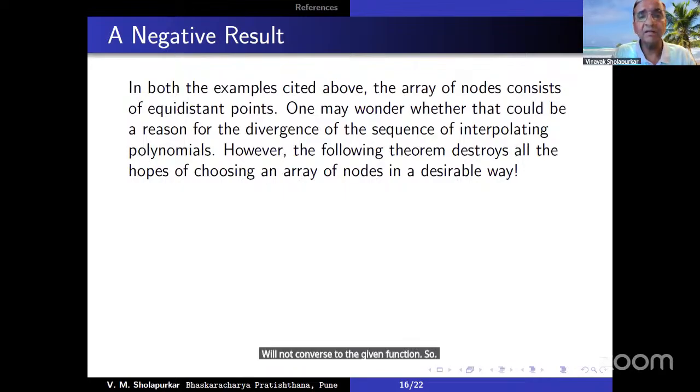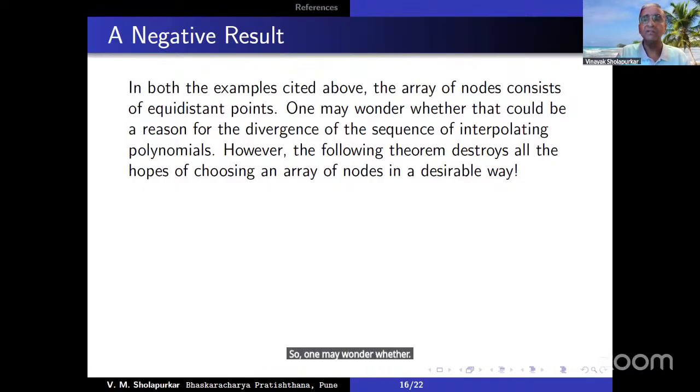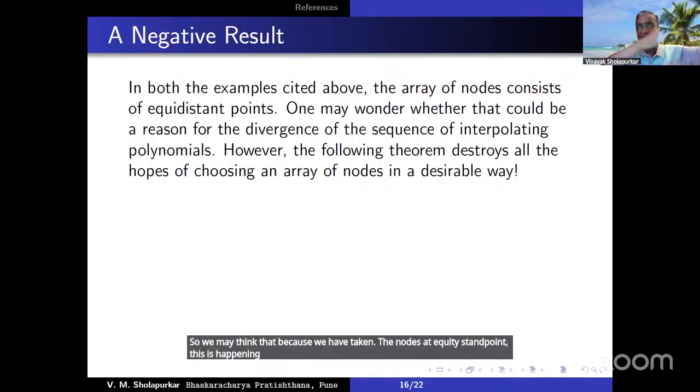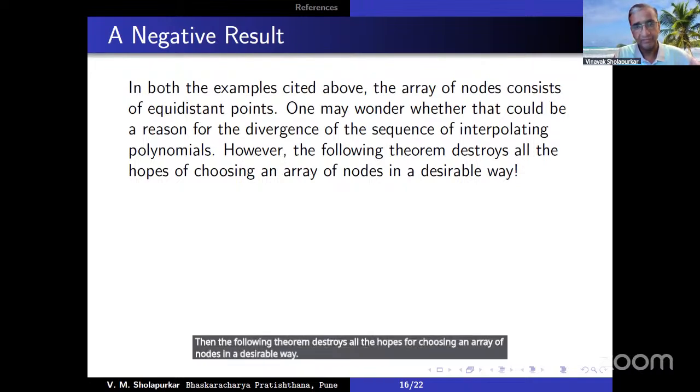So in both the examples cited above, the array of nodes consists of equidistant points. So one may wonder whether that could be the reason for divergence. So we may think that because we have taken the nodes at equidistant points, this is happening. If we take somewhat different nodes, something better might happen. Then the following theorem destroys all the hopes for choosing an array of nodes in a desirable way.